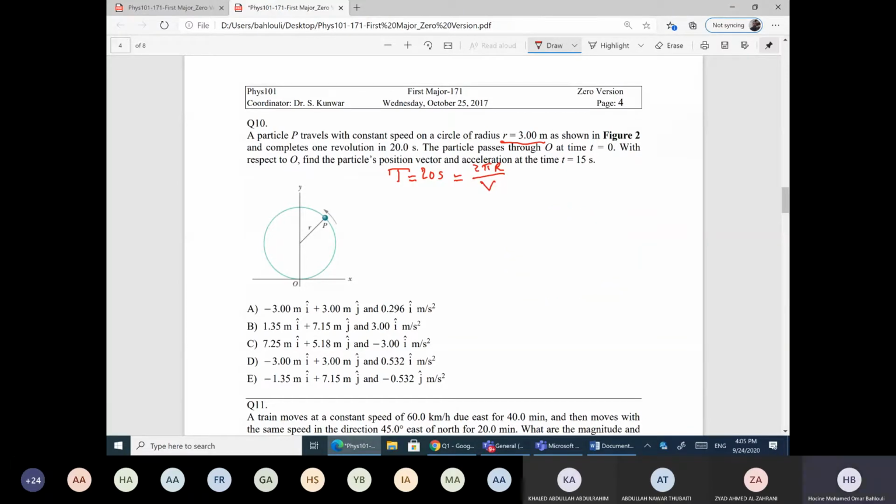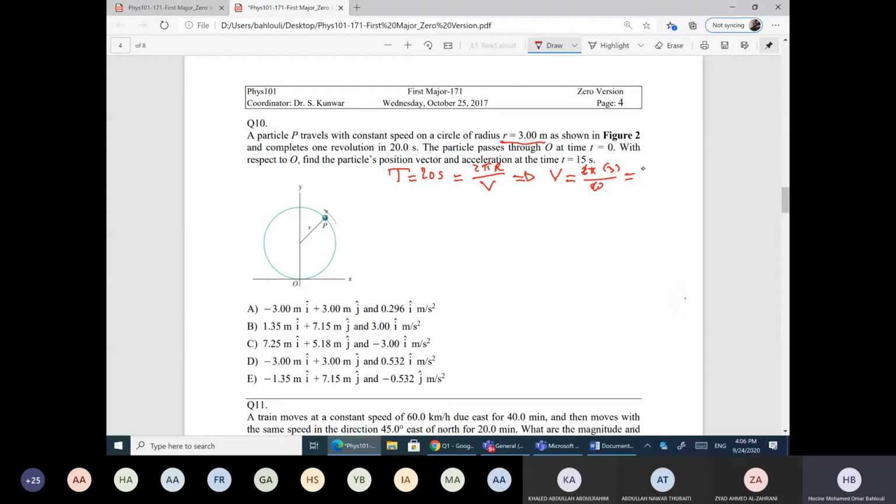Let's erase the circle now. So 2 pi r is the distance that you travel in one period, which is one full revolution. 2 pi r divided by capital T, which is the period, the time of one full revolution, is equal to v. So from here I get v, because notice that they did not give me v in this problem, they gave me the period. So v is equal to 2 pi r, 2 pi times 3, divided by T, which is 20, so it will be 3 pi divided by 10, and that's almost 1, right?